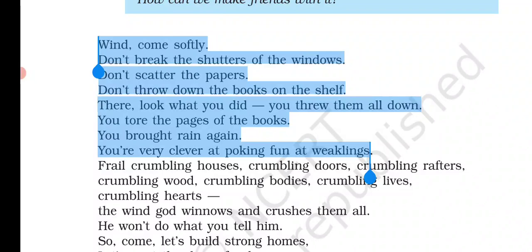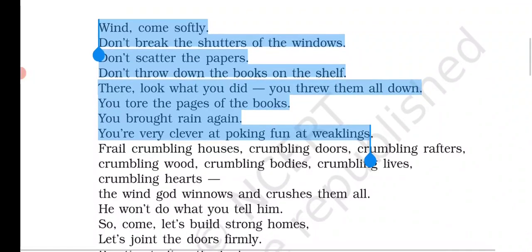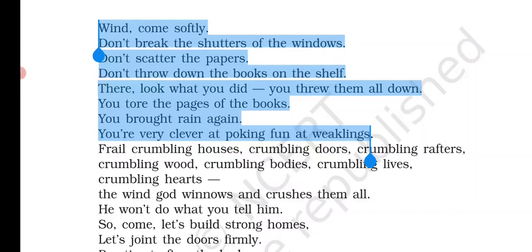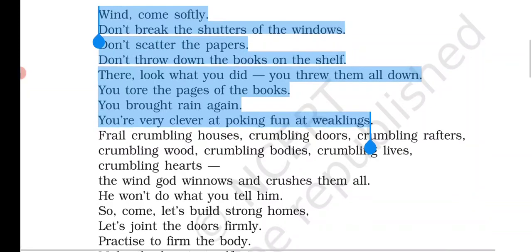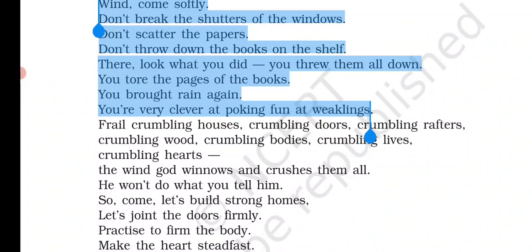So the poet is describing the power of wind here, and then he asks the wind to look at the destruction that it has done. Understand? Whenever we see a strong wind, all things that are weak, like weak houses, weak buildings, weak banners, weak plants, they all get scared, and they all get destroyed by the wind. And the wind also makes fun of things that are weak.